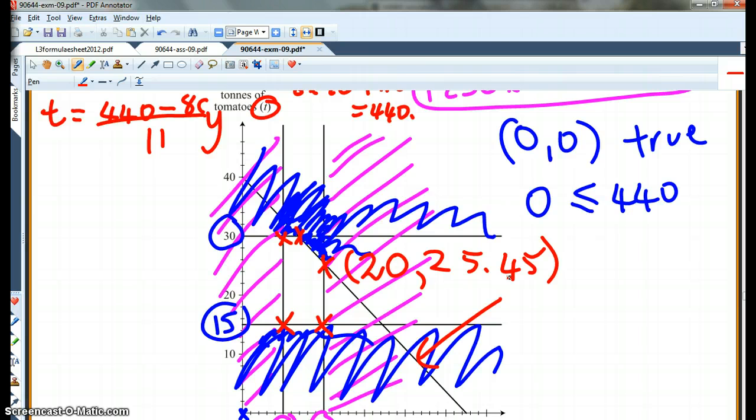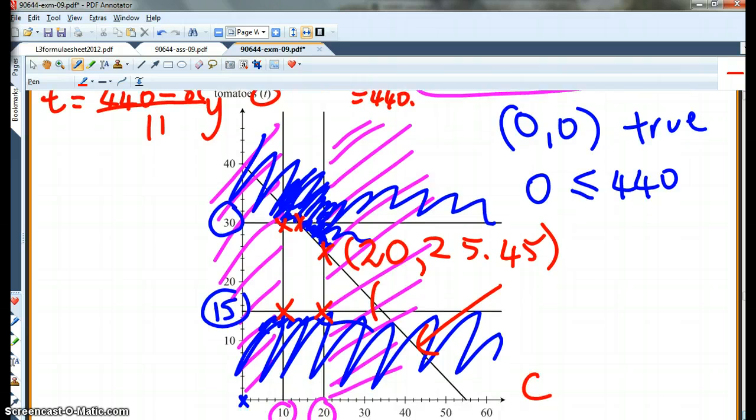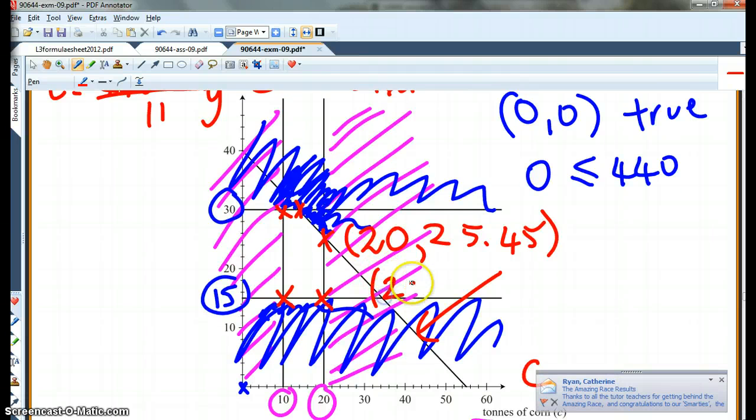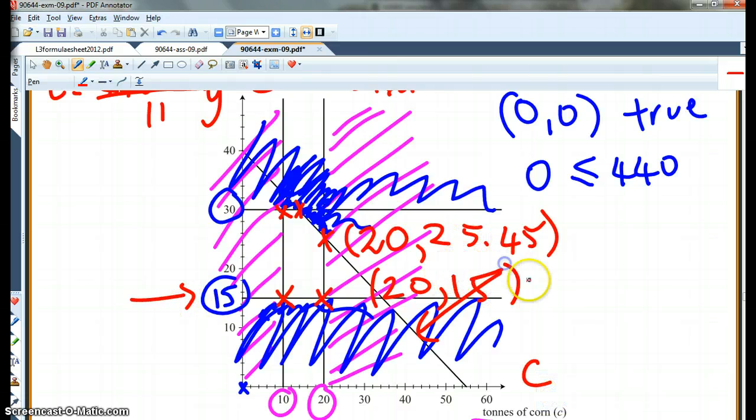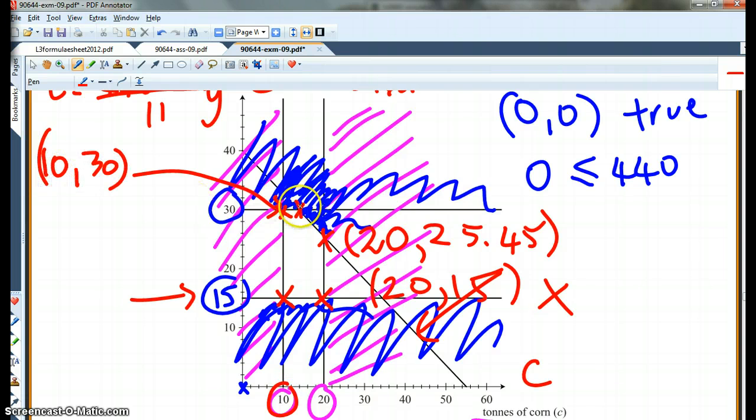Okay, so we've got our point. Yeah. Now, what's the point here? X coordinate or corn coordinate is... and what's our tomato coordinate? Okay, logically, is that one going to have more profit than that? No, so that one we really don't care about, yeah? And same issue here. What's that coordinate? 10, 30. And this one here?